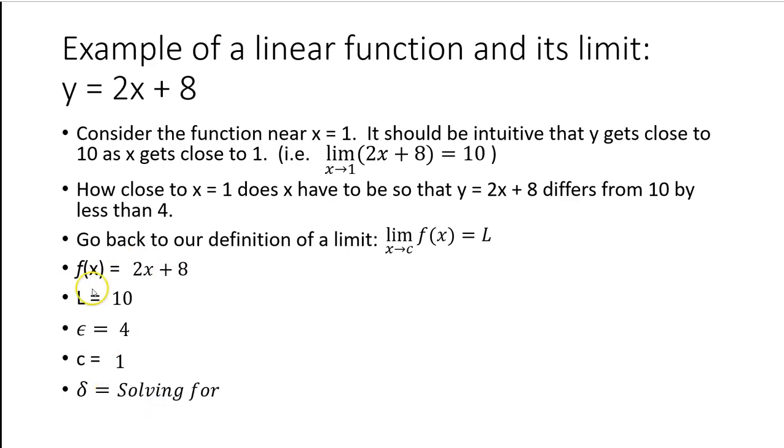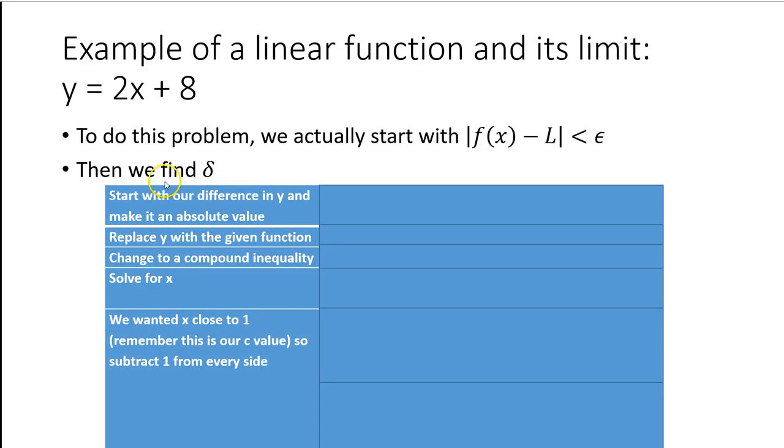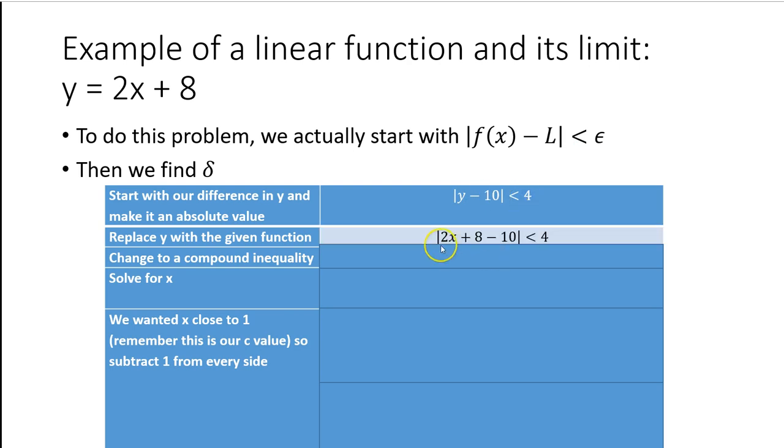So now we're ready to set this up, and even though we're solving for delta, this is where it gets interesting, okay? We are not going to start with the delta piece. We're actually going to start with the absolute value of f of x minus L is less than epsilon, because we actually know all these values. So here our f of x was our y, minus L is less than epsilon. I'm going to plug in for my f of x. So I have the absolute value of 2x plus 8 minus 10 is less than 4. Now we all know we can simplify this to the absolute value of 2x minus 2 is less than 4.